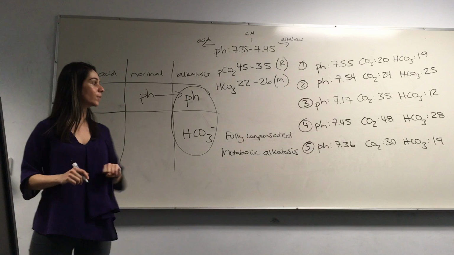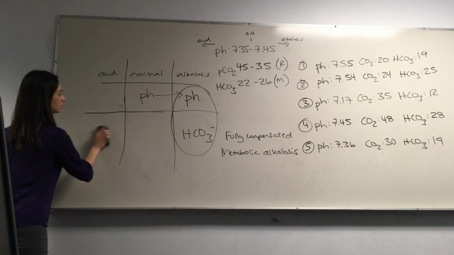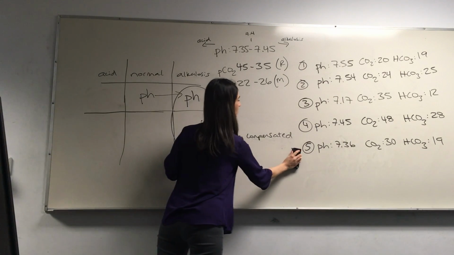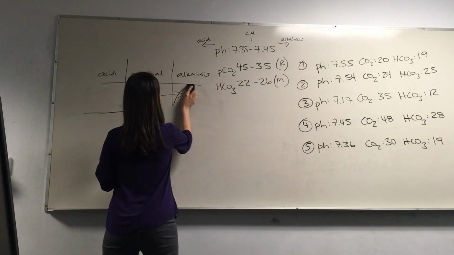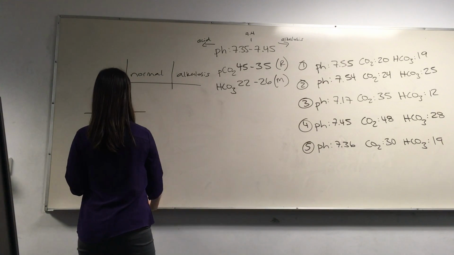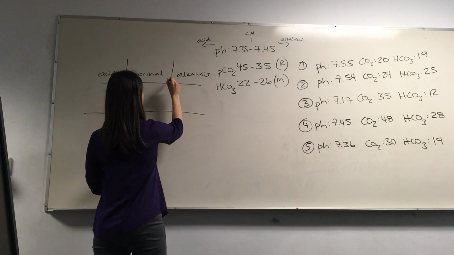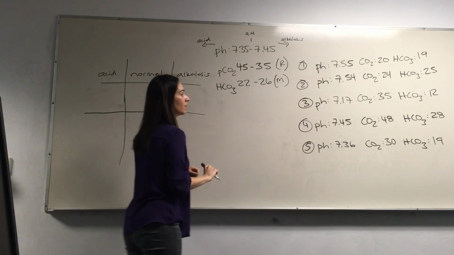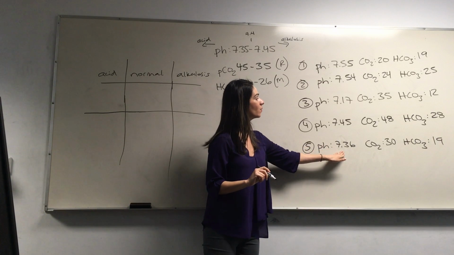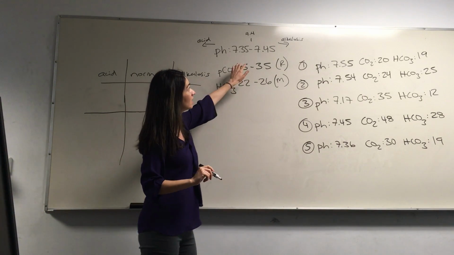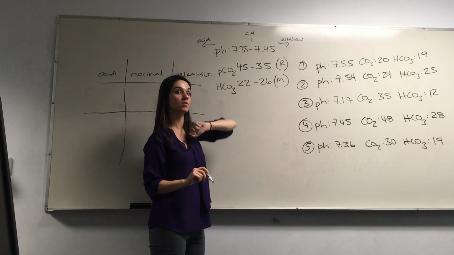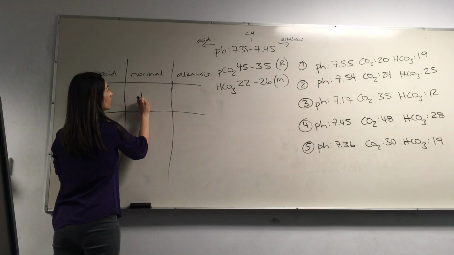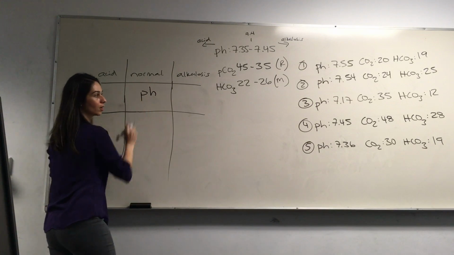And we're going to practice one more problem. Last problem. Always start with your pH, 7.36. We understand, again, 7.36 is within the normal range, okay? So let's put our pH in the normal column.